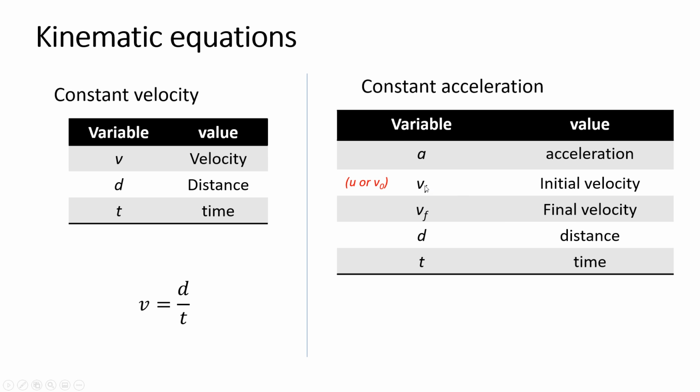Now, in my country, New Zealand, we will refer to initial velocity with a subscript I, Vi. In other countries, you might have it written as u or v naught. But basically, when I say the Vi, that means the initial velocity, and Vf means the final velocity.